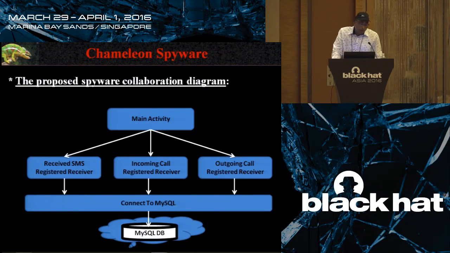Our proposed Chameleon spy application is simply based on registering broadcast receivers for the following Android system events: received SMS, incoming call, and outgoing call. So once the victim receives an SMS or a call or tries to dial a cell phone number, our events will fire and the registered broadcast receivers will read this data and send it instantaneously to our cloud database.